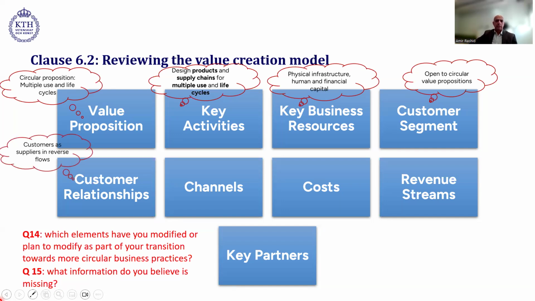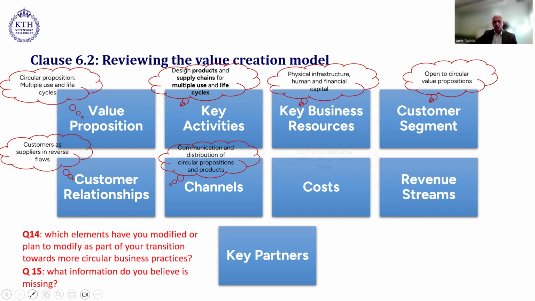And then customer relationships have to be more forward-looking. Now, in order to close the loop of the flows, customers might be acting as suppliers in the reverse flows as well. So this will be a more loyal kind of relationship that is different from the linear flows. When it comes to channels, of course, channels to distribute and channels to communicate for the circular proposition and products will also be reconsidered.